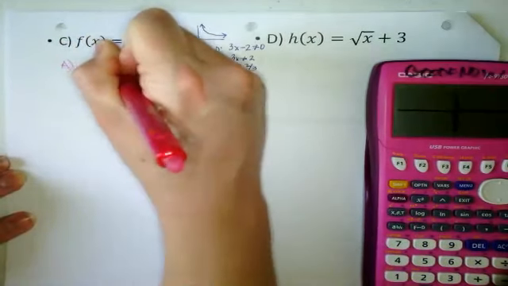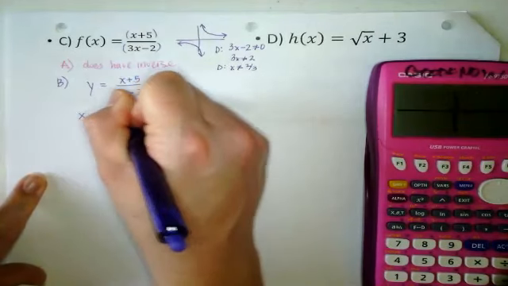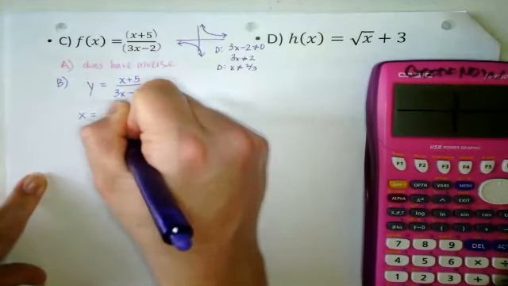Because it passes the horizontal line test. And now we want to go ahead and swap and solve. So my original function was y equals x plus 5 over 3x minus 2. I'm going to trade my x's and y's. So we're going to have x equals y plus 5 over 3y minus 2.